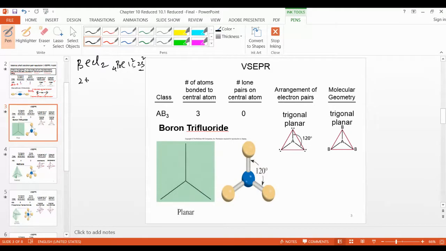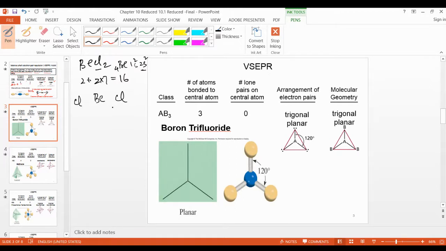Group 7, and now how many chlorine atoms? 2. So 2 multiplied by 7 gives 14. 14 plus 2 is 16. Now, which one is least electronegative? Beryllium is the least electronegative, so we put it in the center. Now there are 2 chlorine atoms, so we put them apart on the sides like this. Now we make the bonds here.